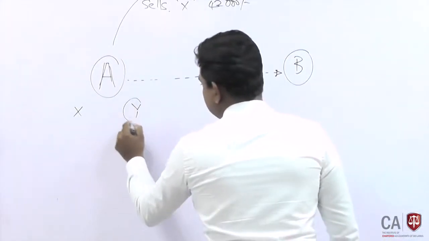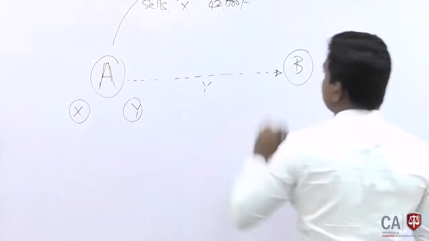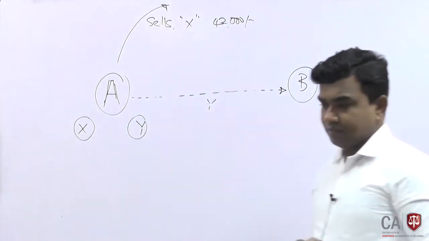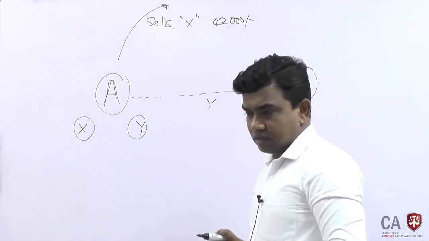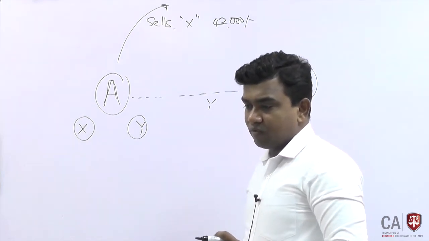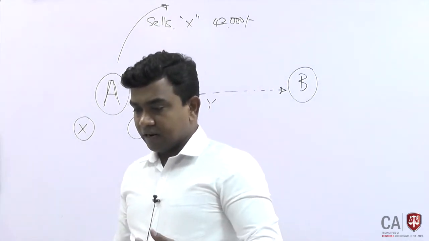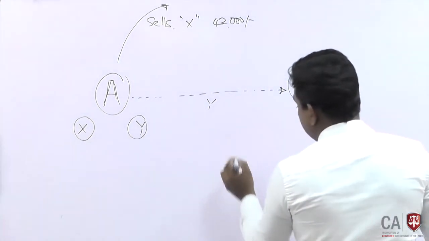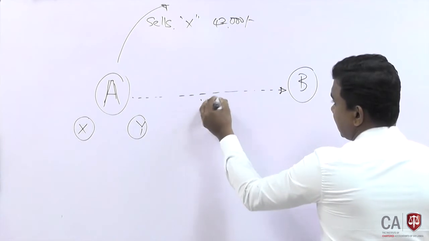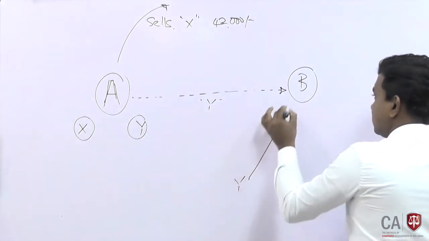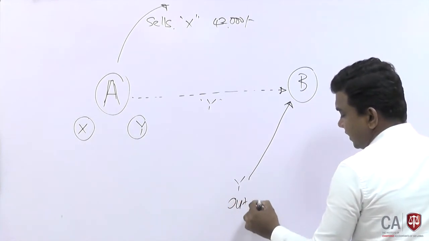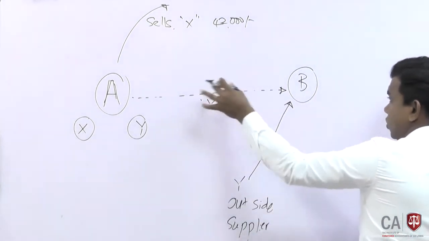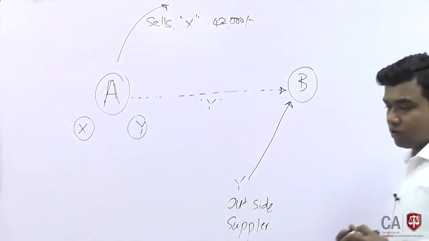They are producing two products, X and Y. X is sold outside for 42,000 rupees. Y has only one market, that is B. Therefore, they are transferring the product Y internally. B supplies an external market and can obtain its semi-finished supplies, that product Y, from either Able or an external source. Now, B can buy this item Y internally, produced by A, or they can buy it from outside. This is the outside supplier. They can purchase either from their own division or they can buy it from outside.